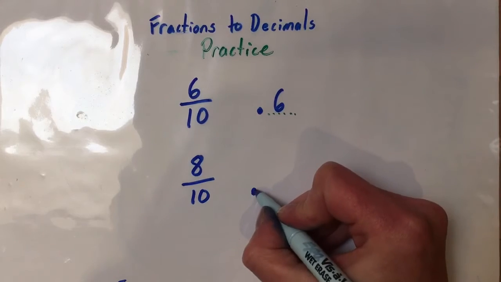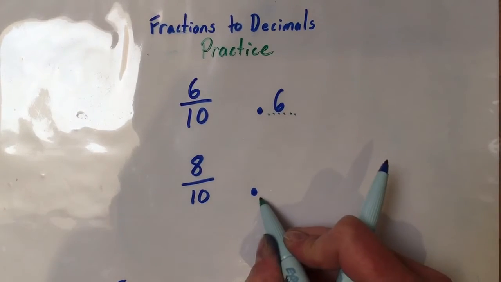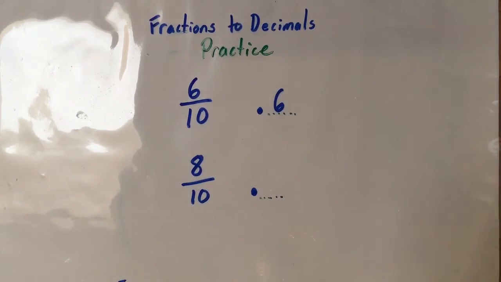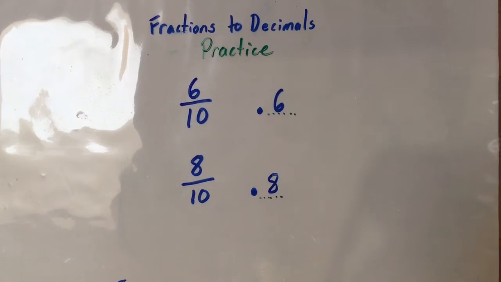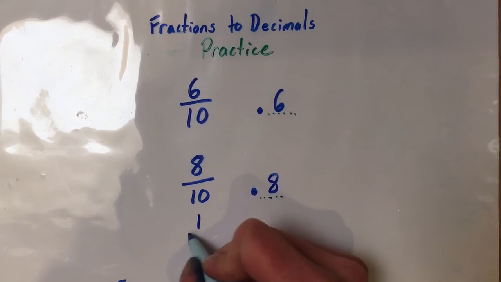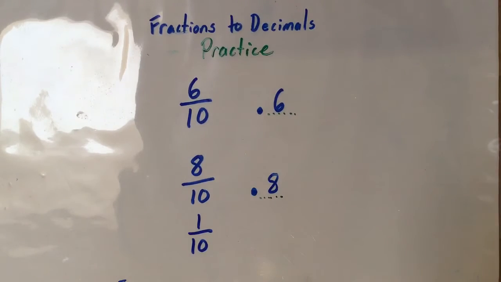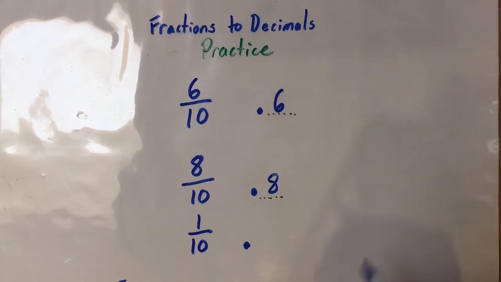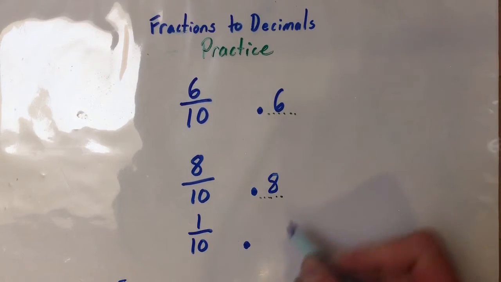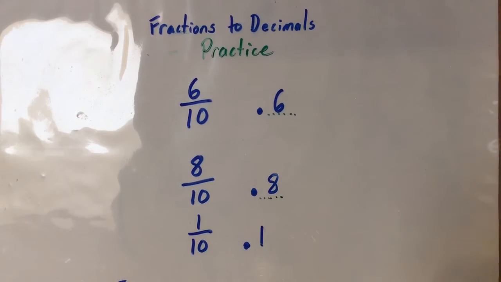All right, you put your decimal down. We know that my tenths place is the one directly to the right of the decimal. This is 8/10, so I need to put my 8 in the tenths place. One last one for the tenths. I want 1/10. Write 1/10 as a decimal. I have my decimal. My tenths place is just to the right of it, so this is 1/10.